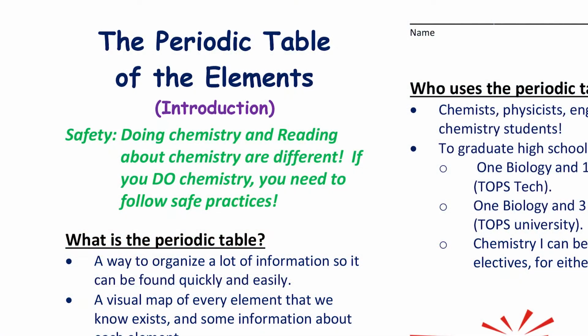We usually start with talking about safety in our Makerspace workshops because safety is important. In this case, doing chemistry and reading about chemistry are different. If you do chemistry, you need to follow safe practices. But since we're going to be reading about chemistry and doing it on the computer and on a website, then you probably don't need to have goggles or a white lab coat or wild scientist hair. You can get by without doing anything from a safety standpoint for the workshop we're doing today.